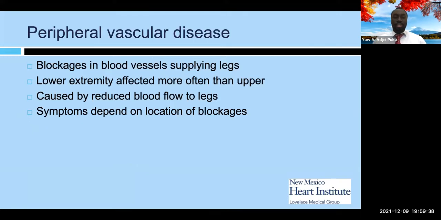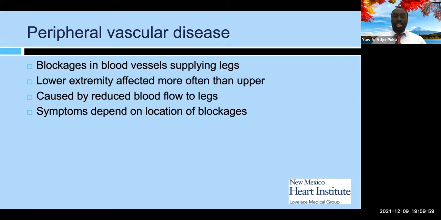The next disease that I'll talk about is peripheral vascular disease. And this relates to blockages in blood vessels supplying patients' legs. The lower extremity or legs are oftentimes more commonly affected than your arms. Again, these blockages reduce blood flow.